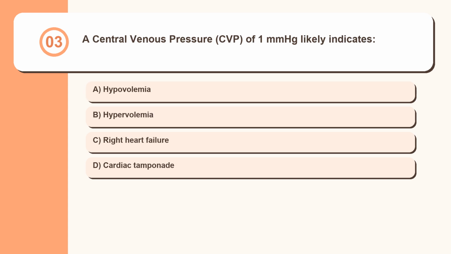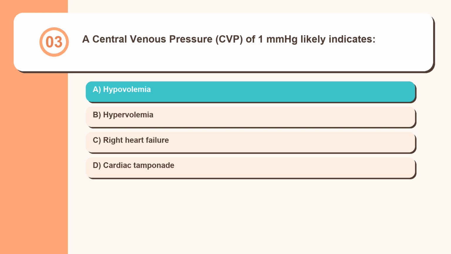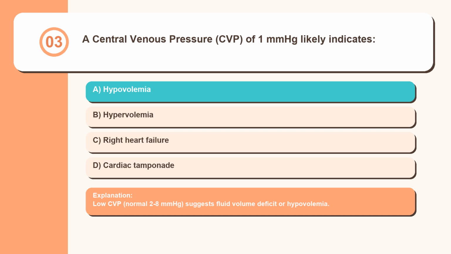Question 3. A central venous pressure, CVP, of 1 mmHg likely indicates hypovolemia, hypervolemia, right heart failure, cardiac tamponade. Low CVP, normal 2 to 8 mmHg, suggests fluid volume deficit or hypovolemia.